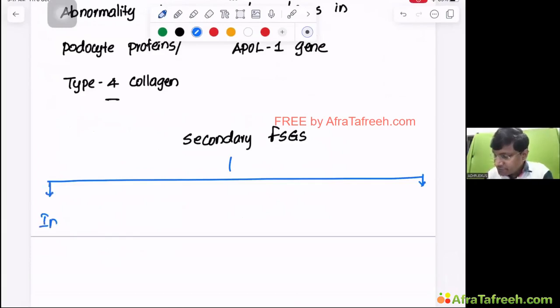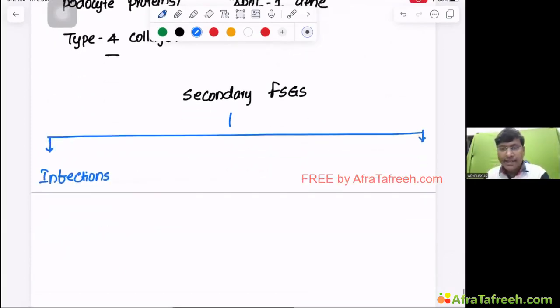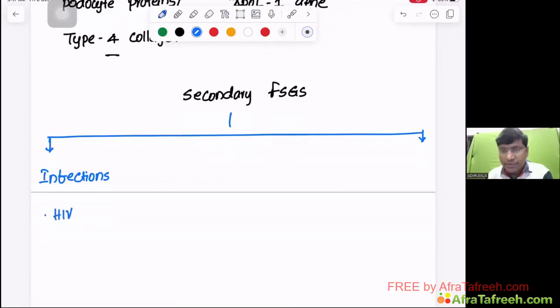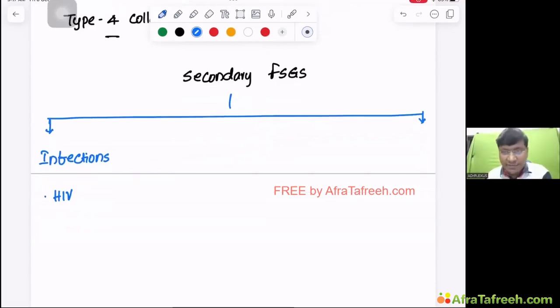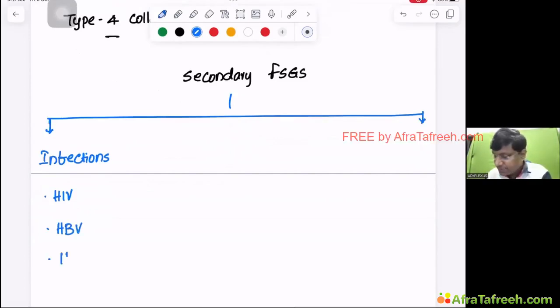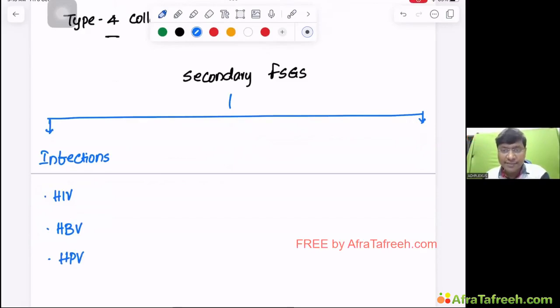We have infections that can contribute to secondary FSGS. And these infections, right, what are they? They include the HIV, right? And the HIV associated infection, we call it as HIVAN, that is called HIV associated nephropathy. I'll be discussing about the HIVAN separately. And along with the HIV, the other important viruses are hepatitis B virus and as well as the human papilloma virus. They can cause the secondary FSGS. So where will be the problem? The problem will be in the podocyte.